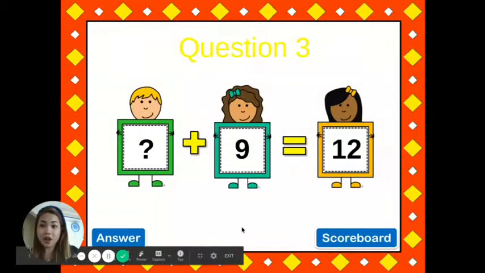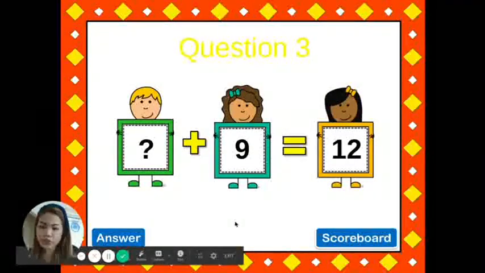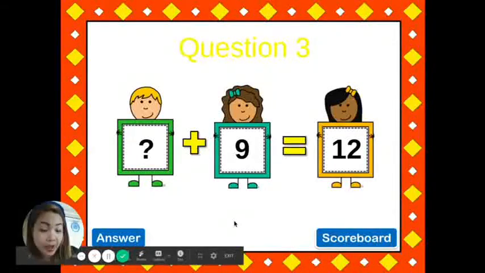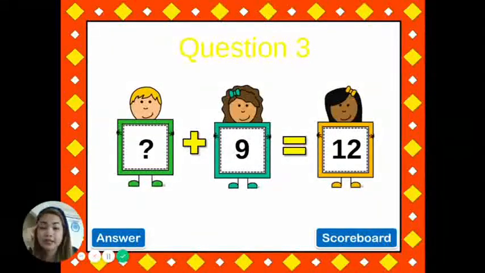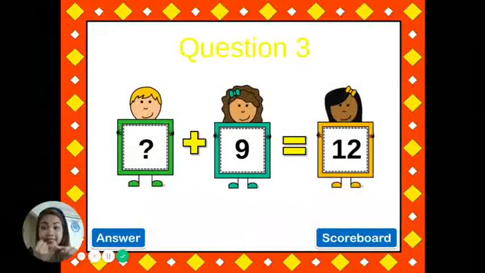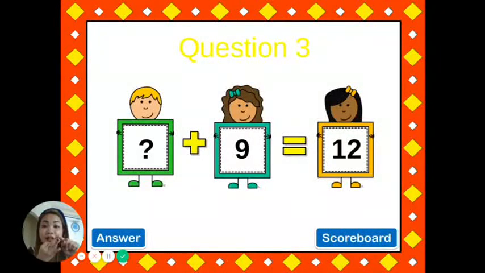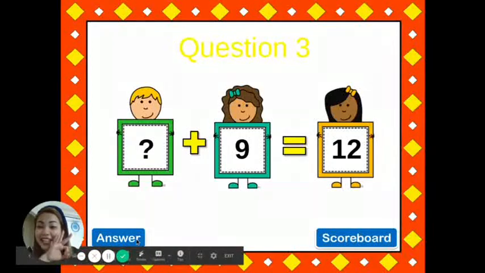Next one. What is the number that you can add to 9 that the answer is 12? Let's do it. Count on. Put number 9 in your head. Then count on until you reach 12. So 9, 10, 11, 12. How many do I have in my hands? Let's reveal the answer. It's 3. Perfect. Okay. I hope you are catching up, guys.